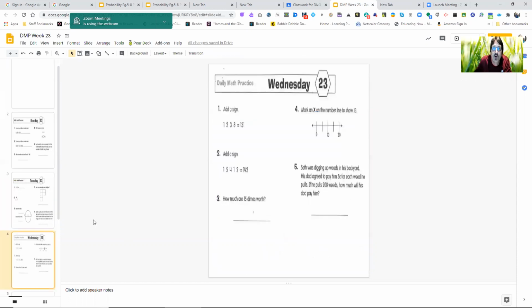Okay, let's go on to Wednesday the 23rd. Add a symbol or a sign. Add plus, minus, division, or subtraction, or multiplication. Same thing goes for this one here. You got a bunch of numbers. You got to add it somewhere in there. We'll make this number correct.